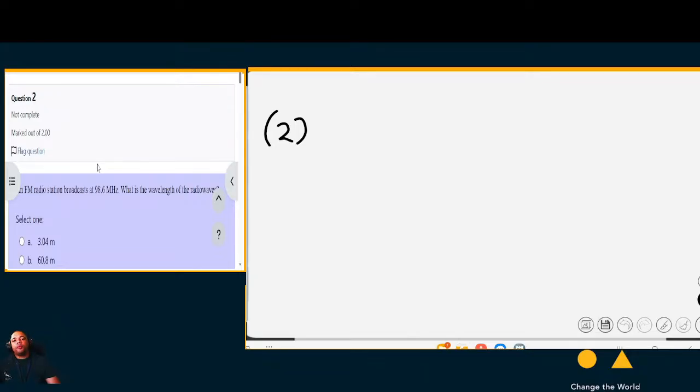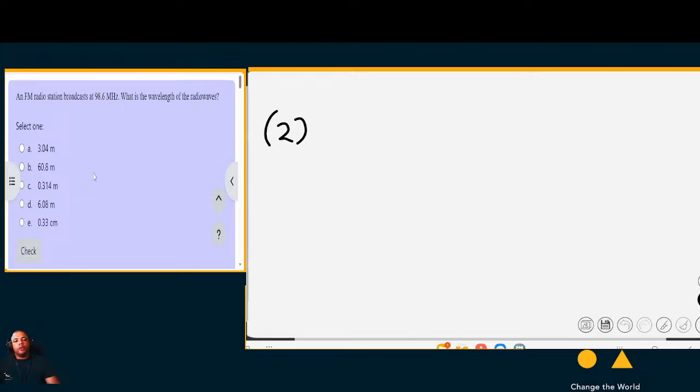So, question number 2. An FM radio station broadcasts at a frequency of 98.6 megahertz, that is 98.6 times 10 to the 6 hertz, if I'm not mistaken, or 98.6 million hertz. What is the wavelength of the radio waves?